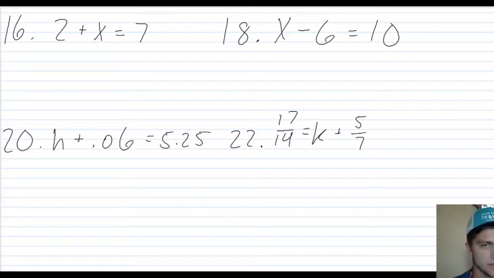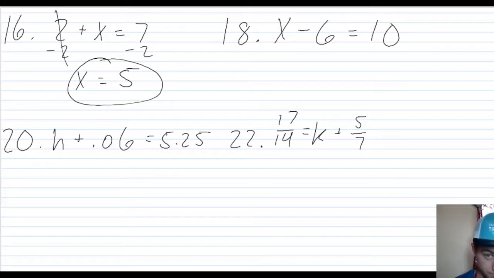We're just continuing doing the same thing. Start with 16. 2 plus x equals 7. What's happening to x? It's a little different because x is on the other side, but we can still see that it's 2 plus x, and if we use our commutative property, that's the same as x plus 2. So how do we undo addition by 2? We subtract by 2. What we do to one side, we have to do to the other. These cancel. We're left with x on this side. 7 minus 2 is 5.